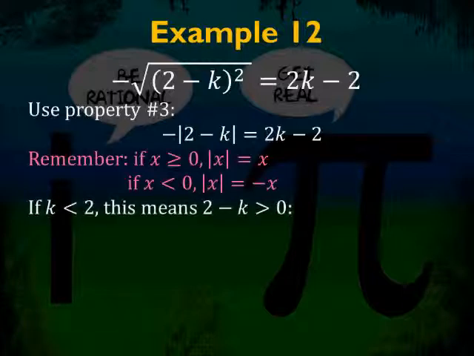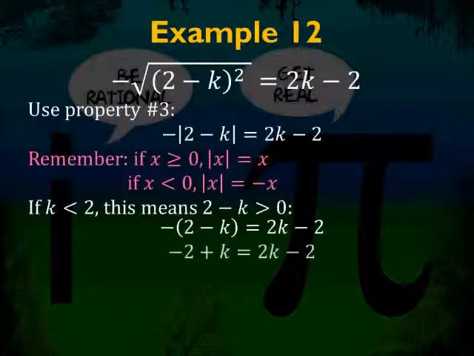So first, let's consider if k is less than 2. If k is less than 2, that means the quantity between the absolute value bars is positive, or 0. So 2 minus k is greater than 0. Let's go ahead and solve that. If 2 minus k is greater than 0, then we don't have to change the sign, like in this first scenario there. So that just leaves us with negative 2 minus k equals 2k minus 2. Let's simplify that and solve, and you get k is 0. So for values of k less than 2, the only k that works is 0.